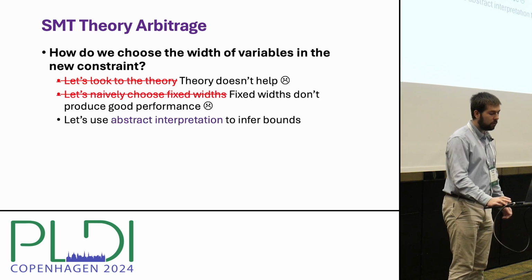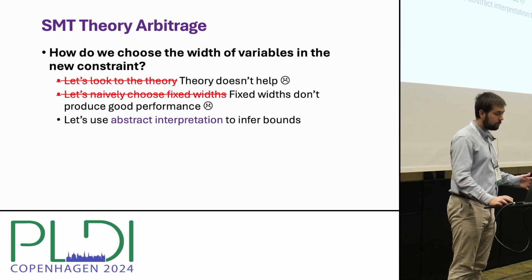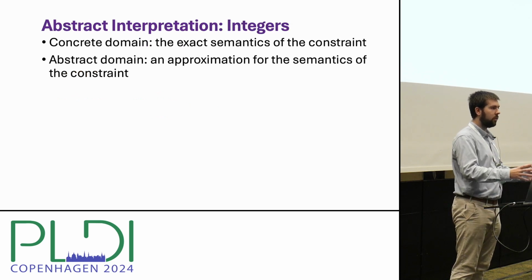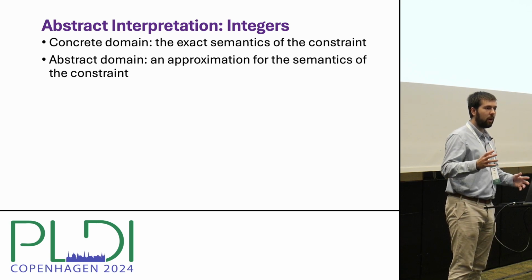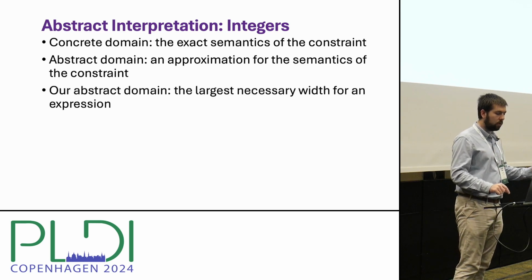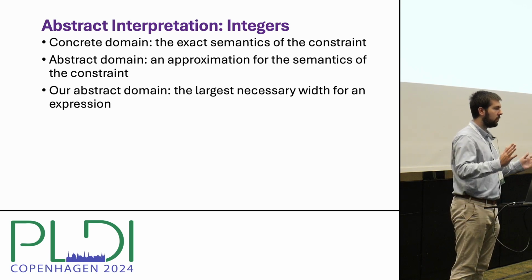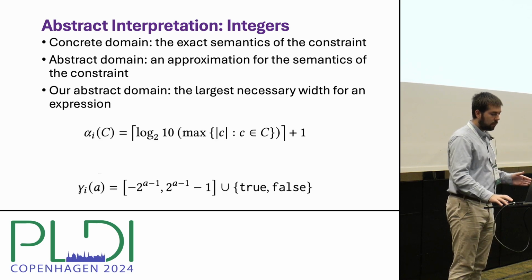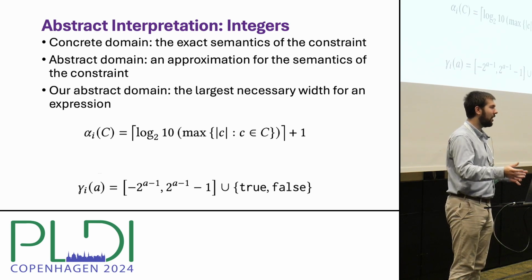So instead, we turn to abstract interpretation to infer bounds per constraint. In abstract interpretation, we have a concrete domain. In our case, that's the semantics of the constraint. And we need an abstract domain that's an approximation of the semantics of the constraint. And so in this paper, we choose an abstract domain corresponding to the largest bit width that's necessary to represent a computation.